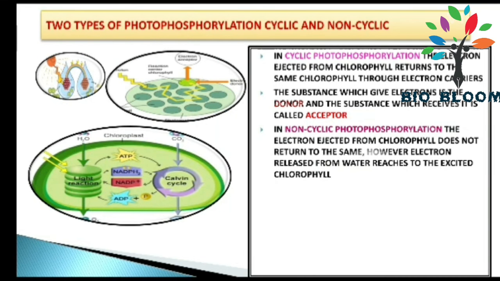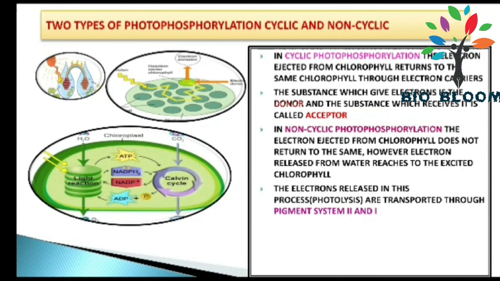Next one is non-cyclic. Here the electron ejected from chlorophyll does not return to the same, and this electron released from water reaches the excited chlorophyll. The electrons released in this process are transported through pigment system 1 and pigment system 2. So what do pigment system 1 and 2 mean? This is nothing but a group of pigments, or we can call it photosystem 2 and photosystem 1. And next, the substances which are transported reach NADP and reduce it into NADPH2, and this is the end product of light reaction.